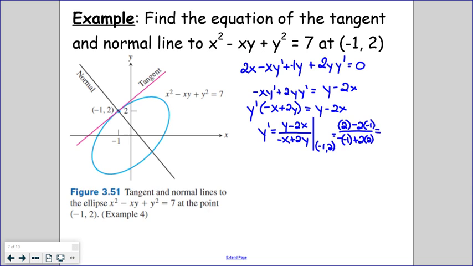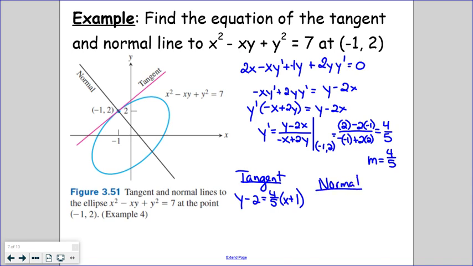And cleaning that up, 2 plus 2 is 4, 1 plus 4 is 5, and it looks like we get a slope of 4/5 at that point. So our tangent line would be y minus 2 equals 4/5 times x plus 1. And our normal line, using our opposite reciprocal slope, is y minus 2 equals -5/4 times x plus 1.